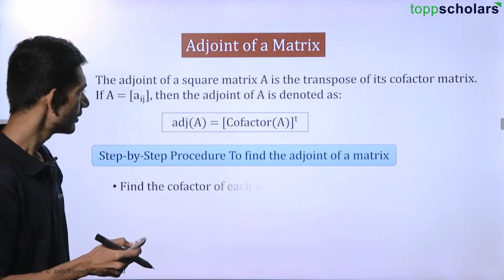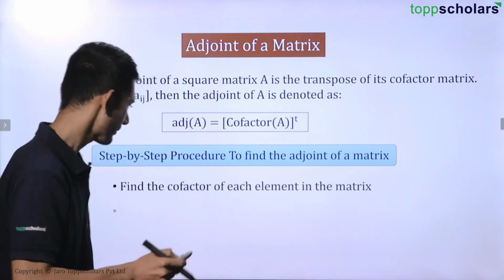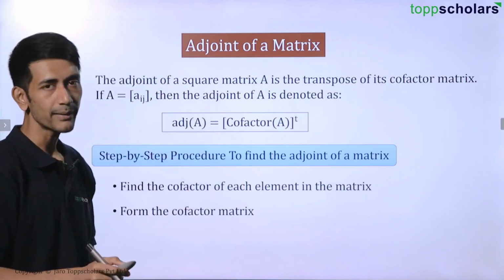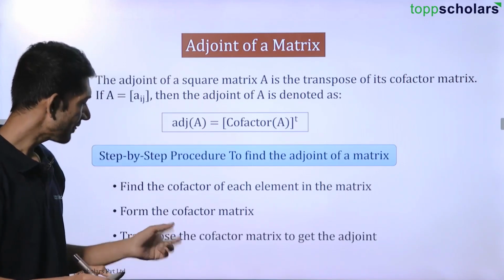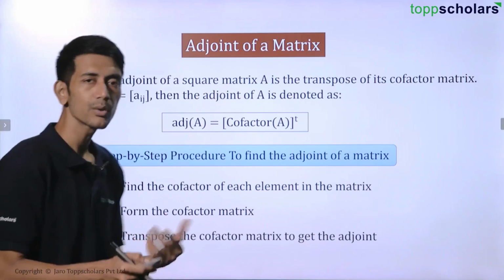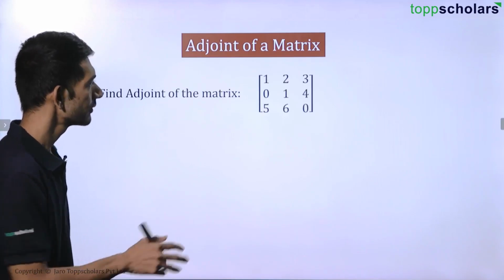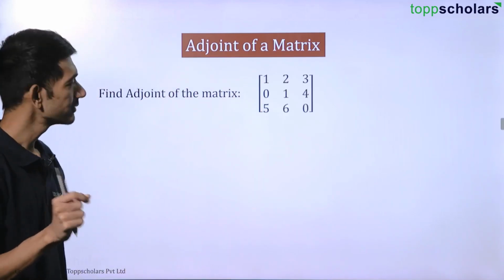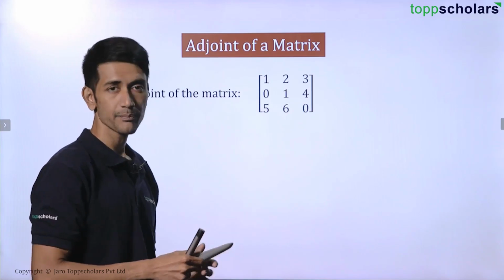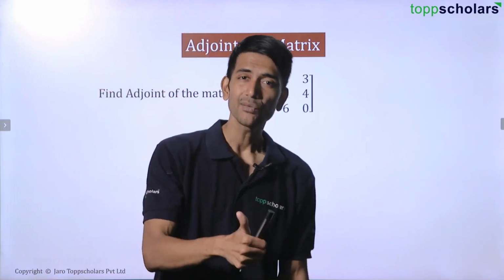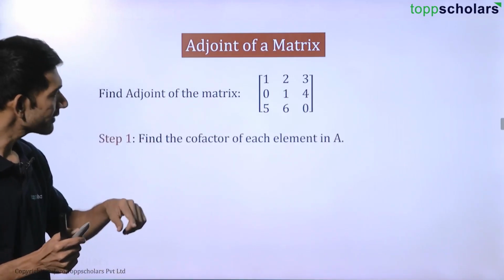Cofactor matrix, I'll tell you. Find the cofactor of each element. Each and every element, we will find the cofactor. Will form the cofactor matrix. Will write all the cofactor elements in the matrix, and then we will take the transpose of the cofactor matrix to get the adjoint. Let us see how. So find the adjoint of this matrix. Now there are 9 elements. So this is A11, A12, A13, A21, A22, A23, A31, A32, A33. Firstly, we need to find out from C11 to C33. We'll find out the cofactor of all the elements. So let us see that.